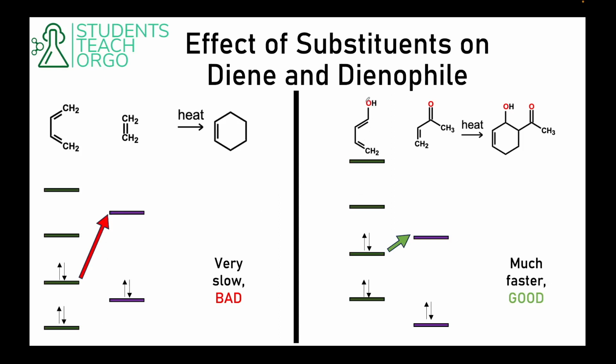However, when you add the donating group, in this case that hydroxyl would act as a donating group on this diene, and a withdrawing group, this ketone would be a withdrawing group for the dienophile, you can see that, and I've tried to show this using these dotted lines going across, the energy levels of the orbitals on the diene have increased, and the energy levels of the dienophile have decreased, making it a much shorter jump to get from the HOMO of the diene to the LUMO of the dienophile. And this will just make the reaction go much faster.